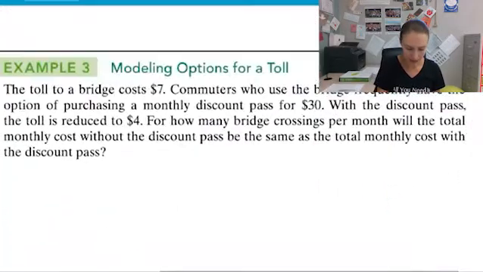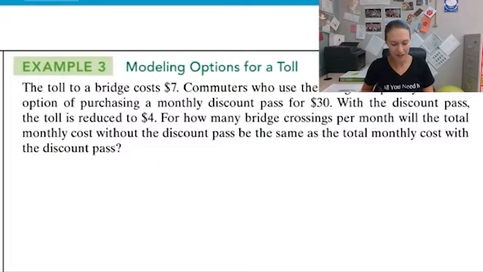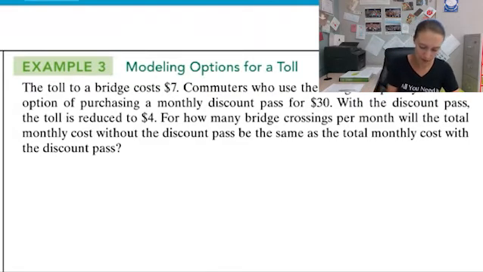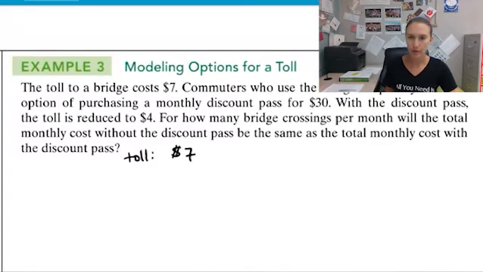Each problem is going to be slightly different. A toll to a bridge costs $7. Commuters who use the bridge frequently have the option of purchasing a monthly discount pass for $30. With the discount pass, the toll is reduced to $4. So the regular toll is $7 per crossing.